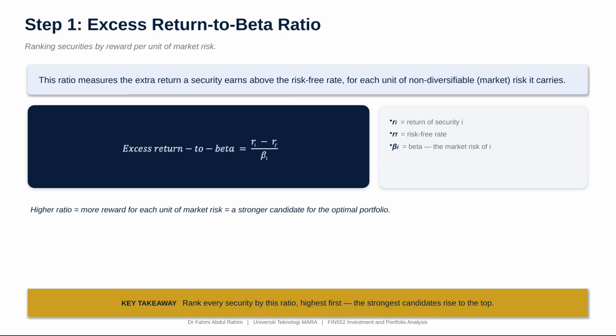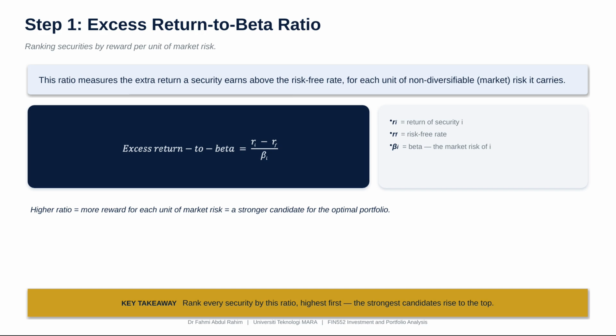Step 1 is to compute the excess return to beta ratio for each security and then rank them. As the blue box explains, this ratio measures the extra return a security earns above the risk-free rate for each unit of non-diversifiable or market risk it carries. The formula in the navy box is the return of the security, R sub I, minus the risk-free rate, R sub F, all divided by the security's beta, beta sub I.